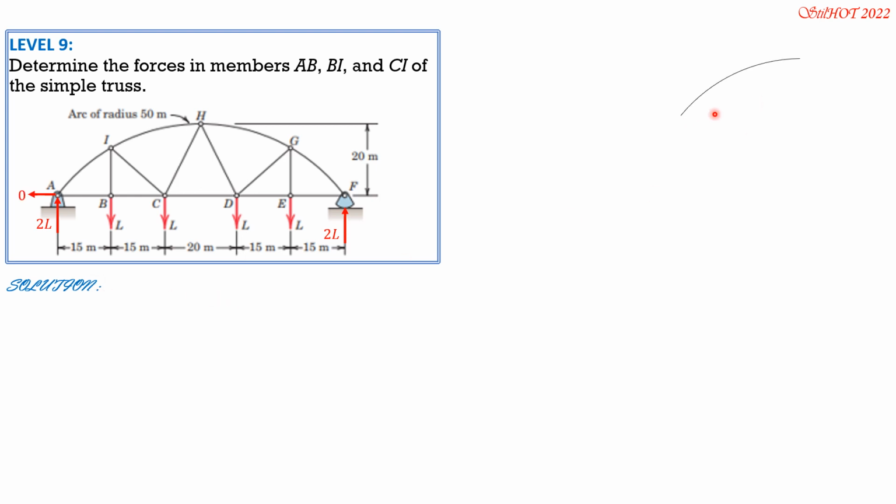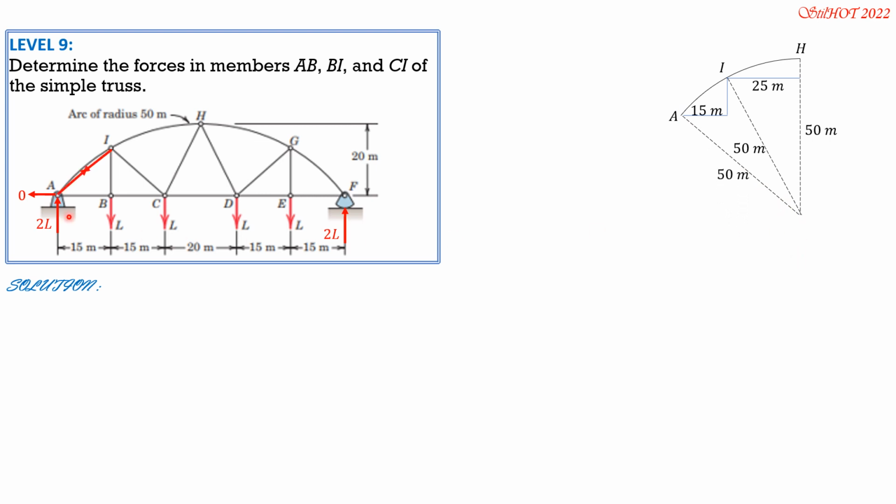So this is point A, I, and H. The center of curvature is here. The radius is 50. The horizontal distance between I and H is 15 plus half of 20, 10, so 25 meters. Then therefore, because this is horizontal and this is vertical, we can compute for this angle, but what we need is this vertical distance. This is 15, and let's just call that vertical distance later. This is also 50 meters.